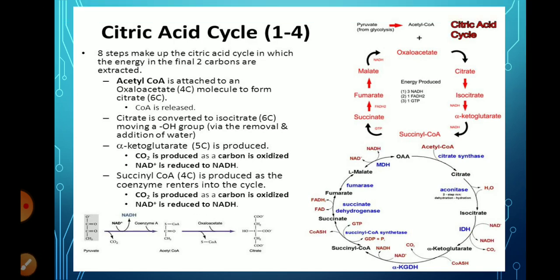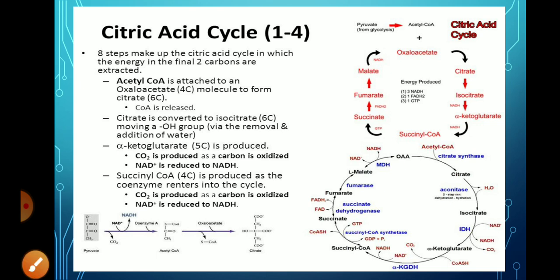So the citric acid cycle is divided into almost 8 steps, which we will discuss step by step. Energy in the final two carbons is extracted. How the energy is extracted, we will see here.